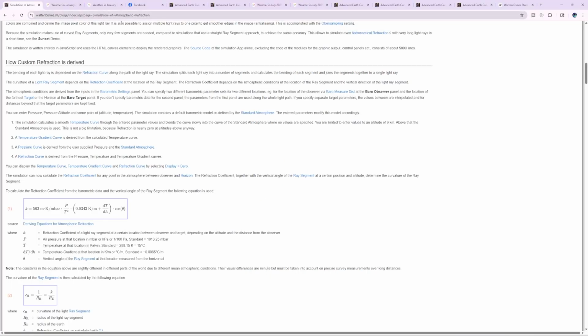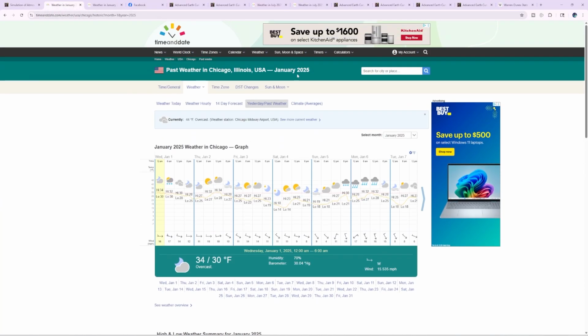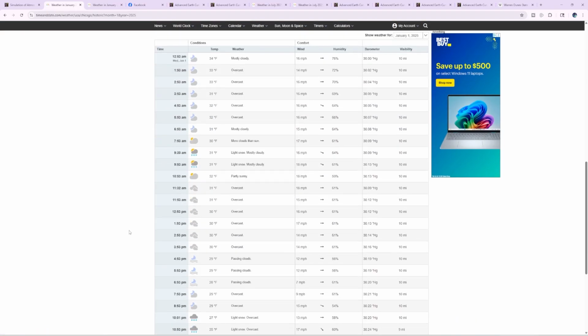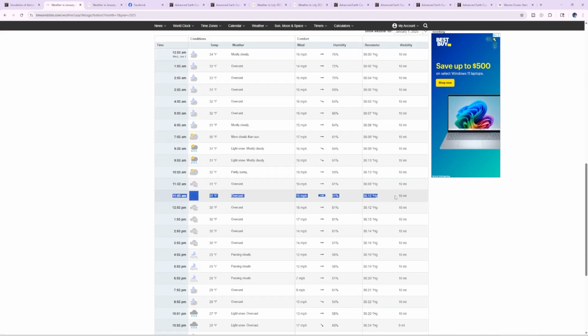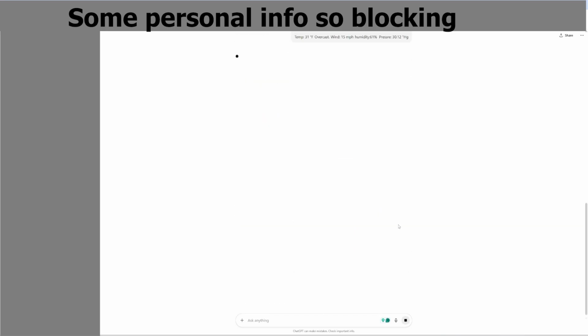And what we're going to do is grab the data from dateandtime.com. So this is Chicago, this is January 1st, 2025, and we're just going to grab the time closest to noon with every one of these observations. So it might be off by a few minutes. So we're plugging this in. I just typed in temperature, wind, humidity, and pressure so that ChatGPT doesn't have to figure it out. And I spelled pressure wrong because I just can't type.